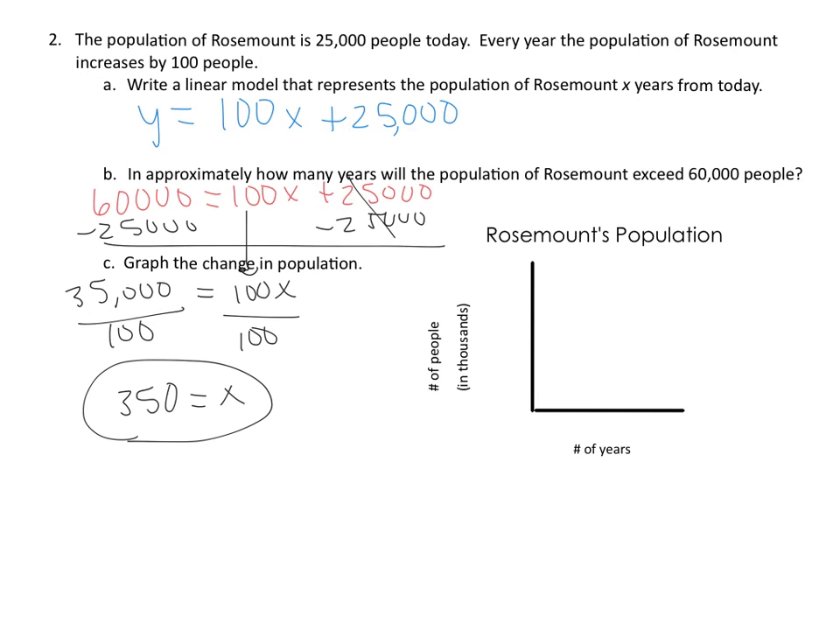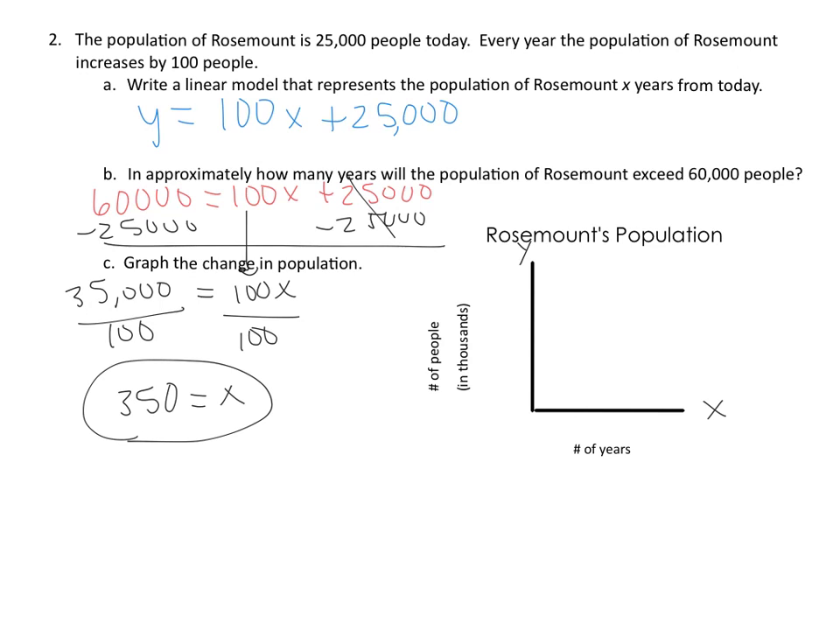Let's now look at part C, graph the change in population. So as you look at my graph right now, I've already labeled a title, Rosemont's population. I've labeled the x-axis, again, that's right here, as the number of years, and the y-axis as the number of people in thousands that are in Rosemont. So right now, we want to figure out how to graph this and scale it. So let's take a look at a couple values we could plug in for x.